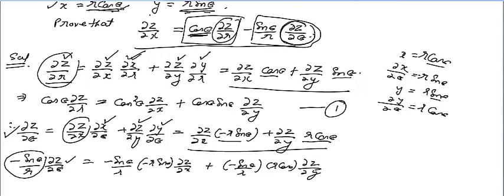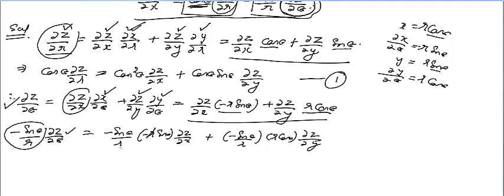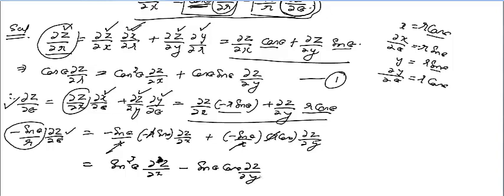Now what will you get? This r is cancelled out, this r is cancelled out. So minus minus plus, you are getting sin square theta curl z by curl x. So minus sin theta cos theta curl z by curl y. So this is equation number 2.